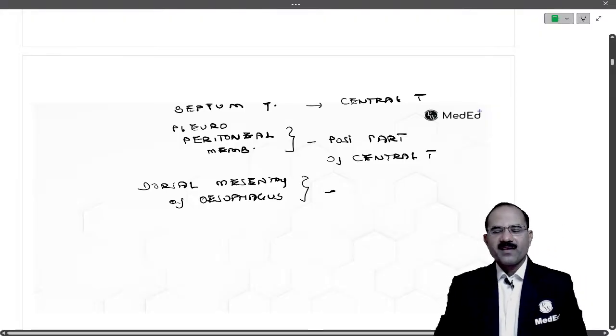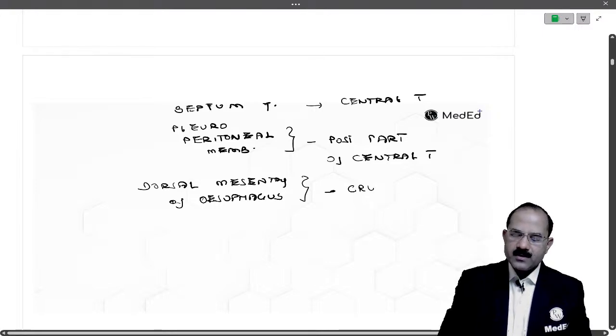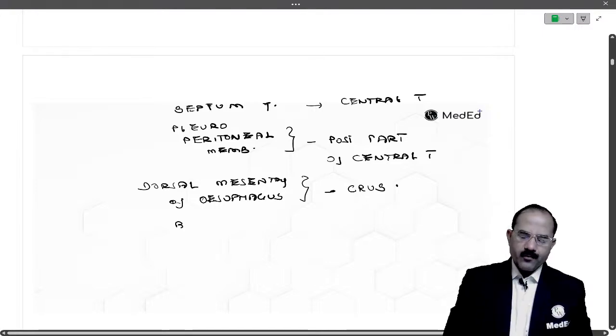Yes, this forms the crus of the diaphragm. Crus. And finally, the body wall. The body wall forms the peripheral part of the diaphragm.